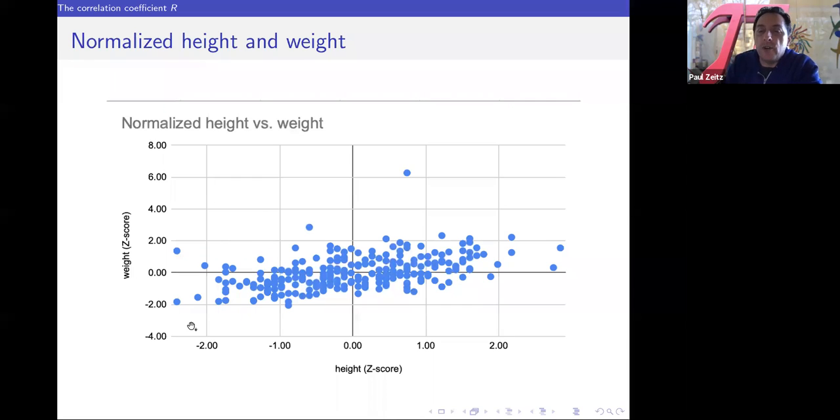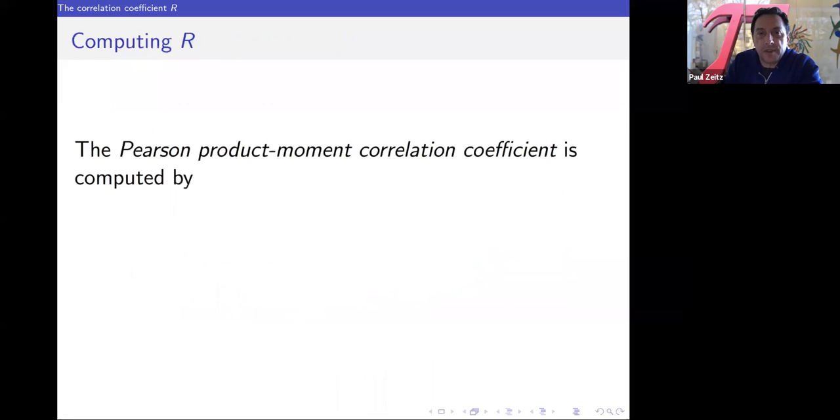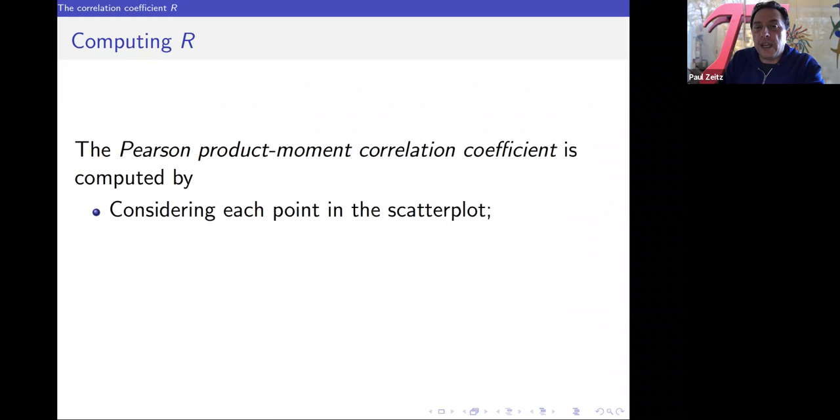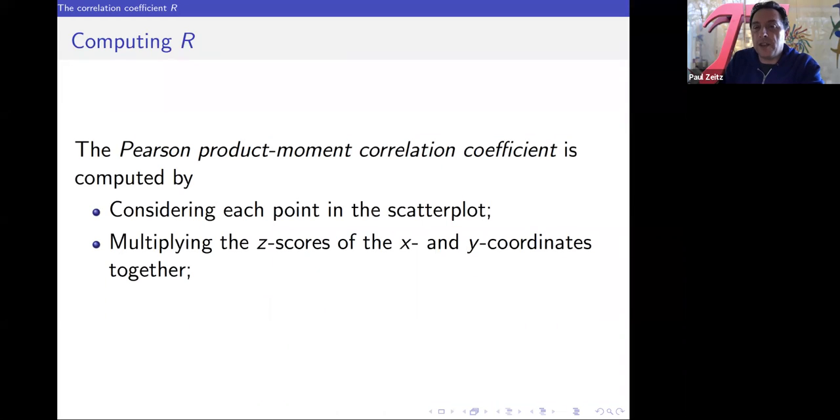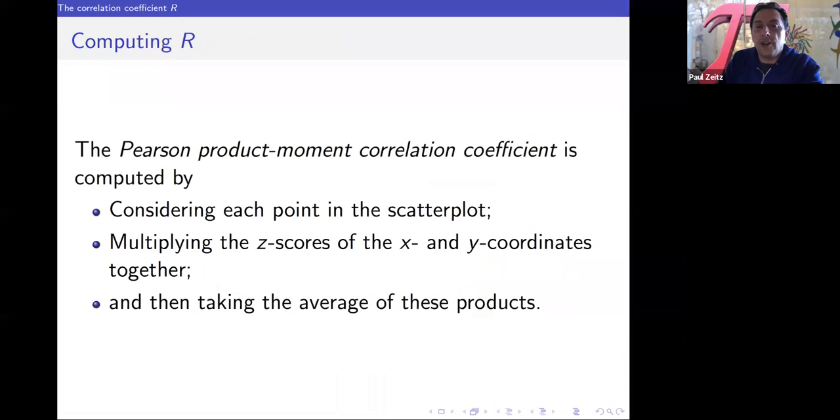And so if you add all that up, you should be able to get a measurement of something. In fact, it's called the Pearson product moment correlation coefficient, which everyone just calls correlation, and they usually call it capital R, not to be confused with the statistics computer programming platform, which is also called R. The way you do it is you take each point in the scatter plot, multiply the z-scores of the x and y coordinates, add them up, and then divide by the number. You take the average. That's what this number is.